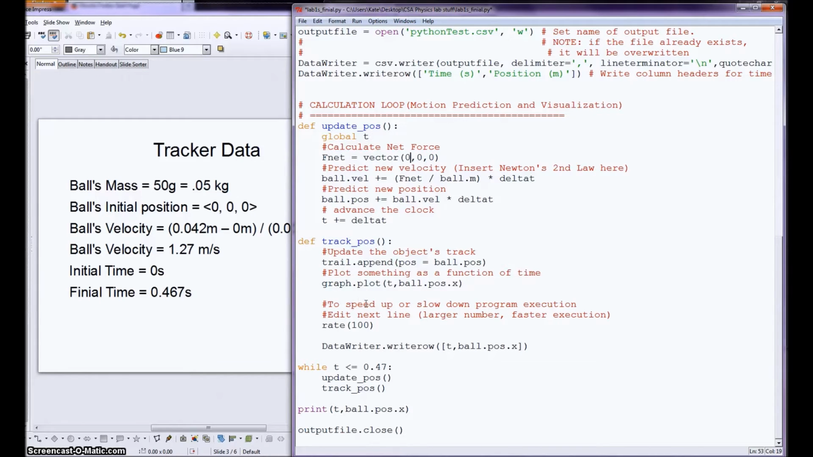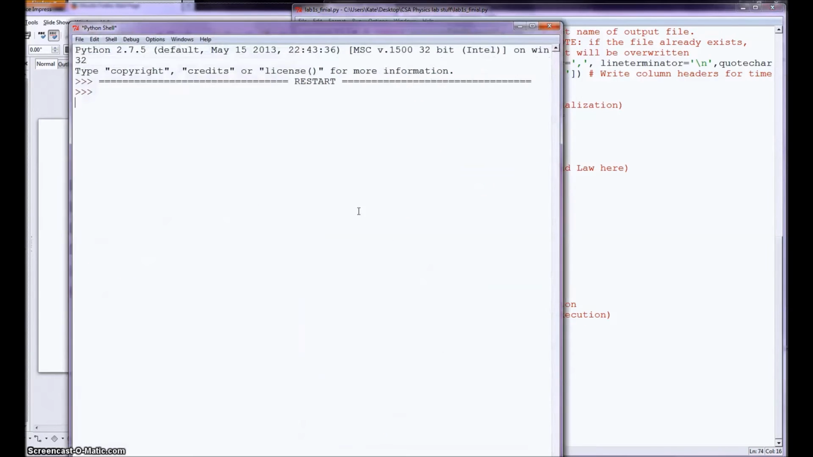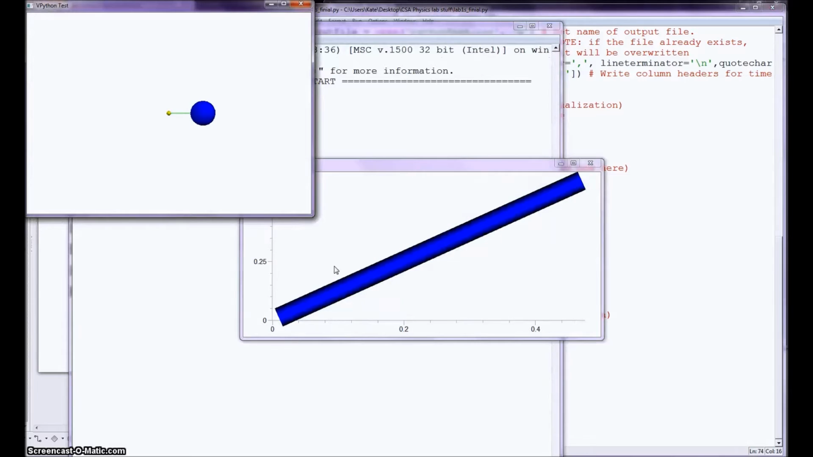This part looks different than the example code because I split the functionality of the while loop into these two functions to make it easier to read and understand. The function update pause applies Newton's second law and then updates the position of the ball and the time, and the function track pause simply graphs the motion and writes to the CSV file. Both functions are called from within the while loop so that when I run the program, we still get this nice graph here.